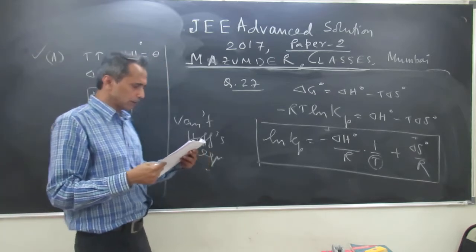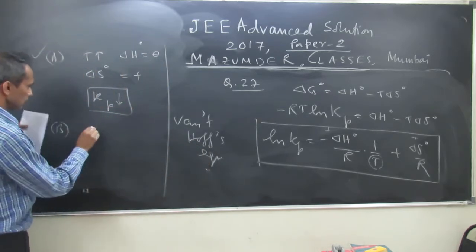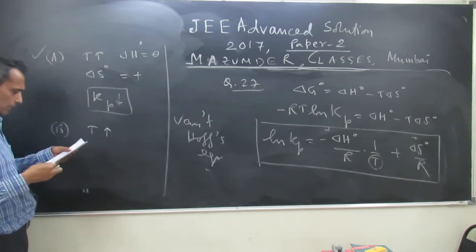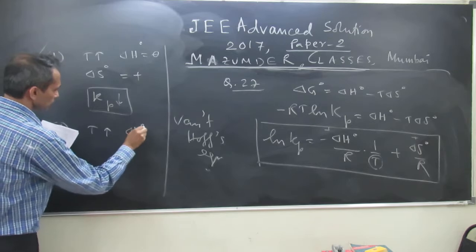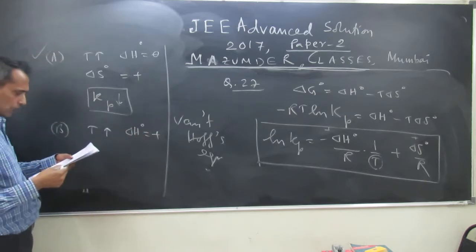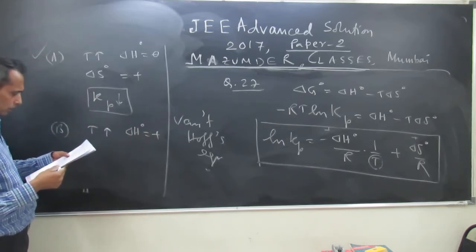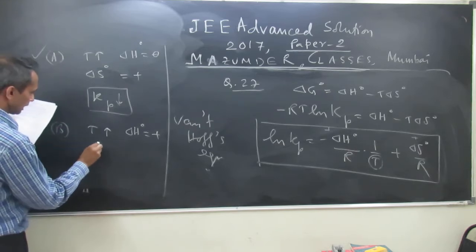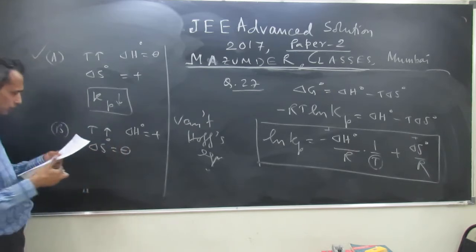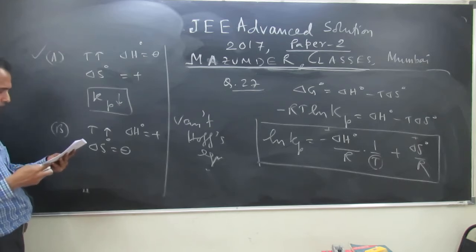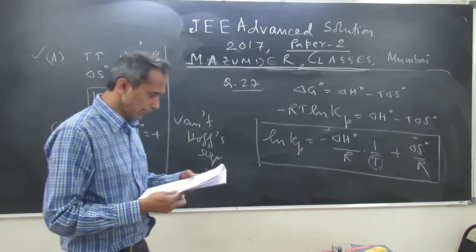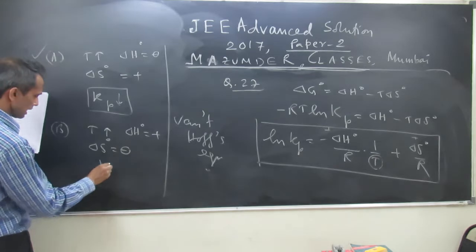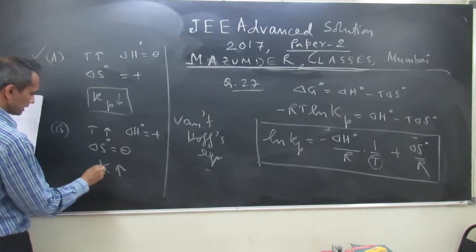B is saying with increase in temperature, the value of K for an endothermic reaction, delta H naught positive, increases because of unfavorable change. That means they are saying delta S naught is negative. Unfavorable change means entropy negative, and the change in entropy of the surroundings decreases. With increase in temperature, the value of K increases. They are saying K is increasing.